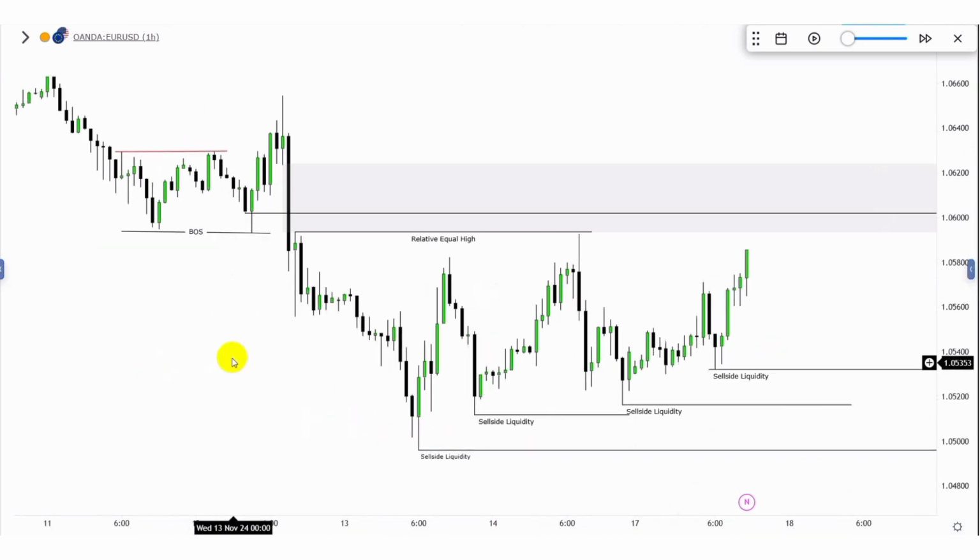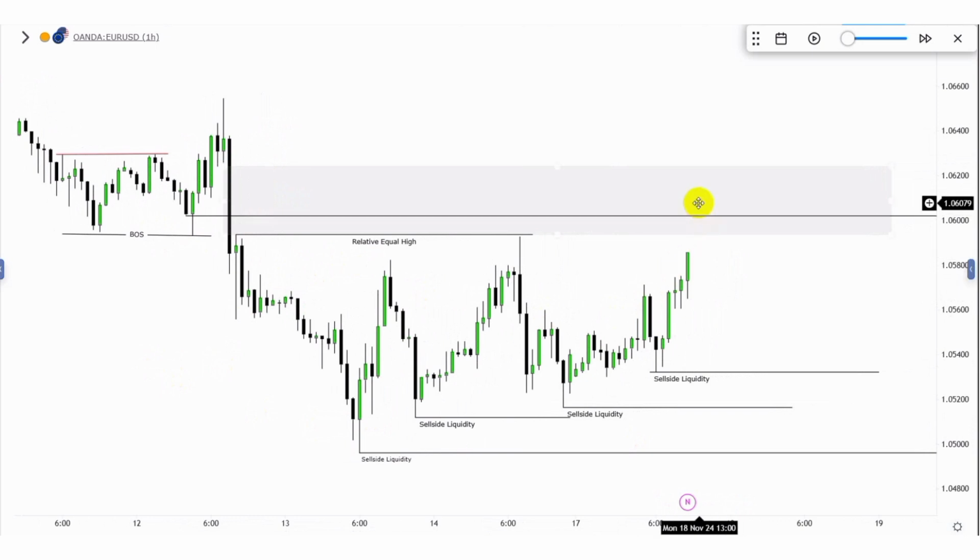What we can see is this displacement. This displacement led to the break of the structure. So price would want to return to mitigate the candle that led to the displacement to the downside, the massive displacement that broke structure. And this is the bearish candle where we have the displacement to the downside. And we identify the fair value gap.